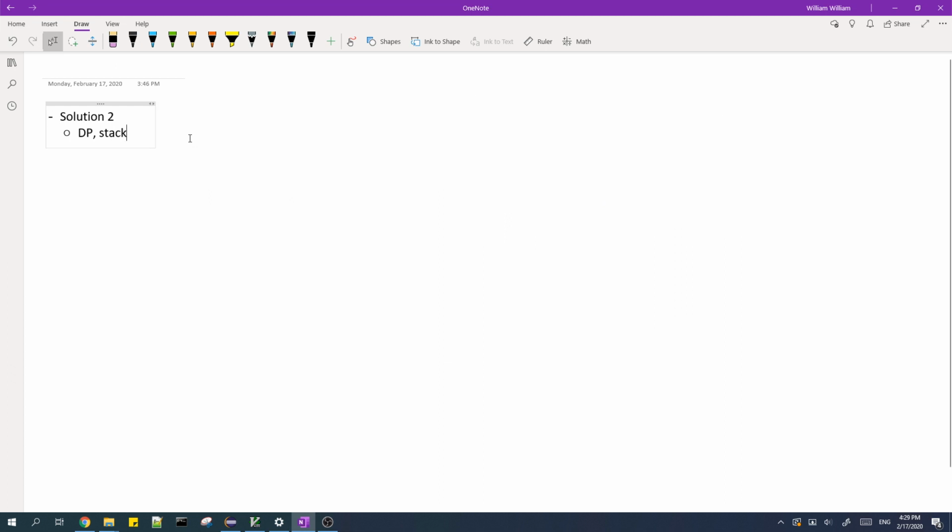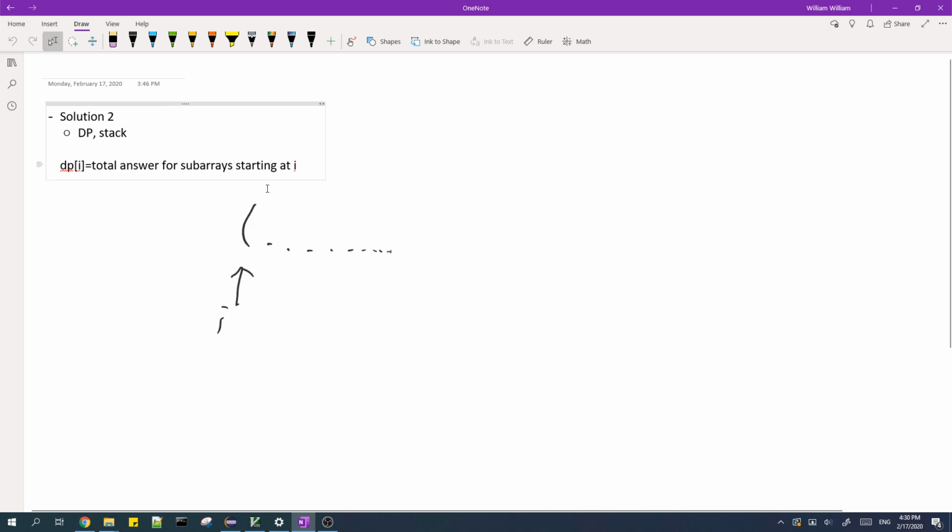Okay. So the second solution also uses a DP, but it uses a stack as well. So let's define the DP. So DP of i will be the total answer for all subarrays which start at index i. And this definition is pretty straightforward. So let's see how we can transition.